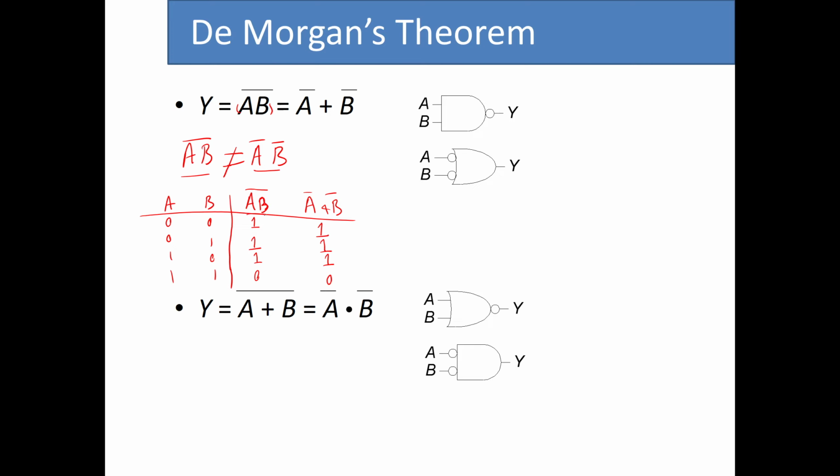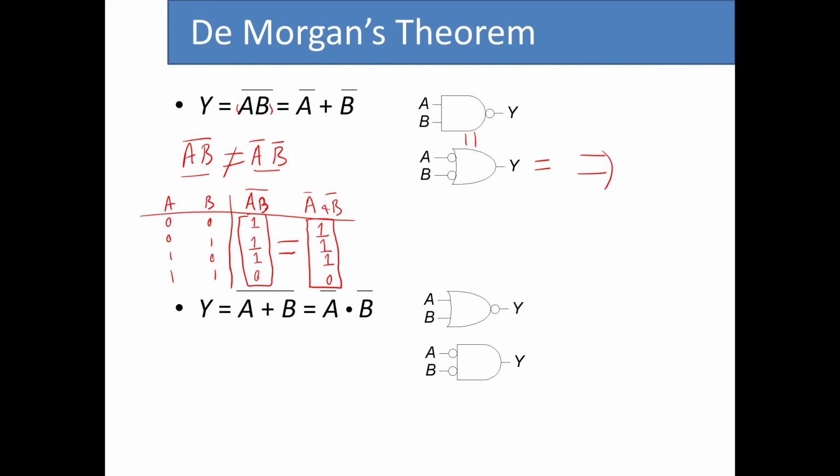And if you look closely, this column is exactly the same, which means that the two sides of De Morgan's theorem, AB bar and A bar or B bar, are exactly the same. Visually speaking, this is equivalent to having A and B NANDed together, which is equal to ORing A bar and B bar. So you can write it like this as well.